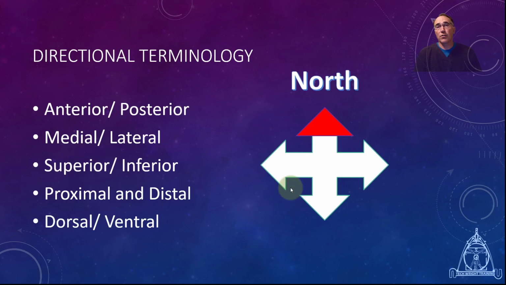So now we're going to get into our directional terminology. Directional terminology is basically northeast, southwest, left and right. These are terms that you should become very familiar with. You need to have a good understanding of these terms, and really they should flow off your tongue just like northeast, southwest, and left and right does, up and down. We're going to go through all these now. We're going to go through anterior and posterior, medial, lateral, superior, inferior, proximal and distal, and then dorsal and ventral.